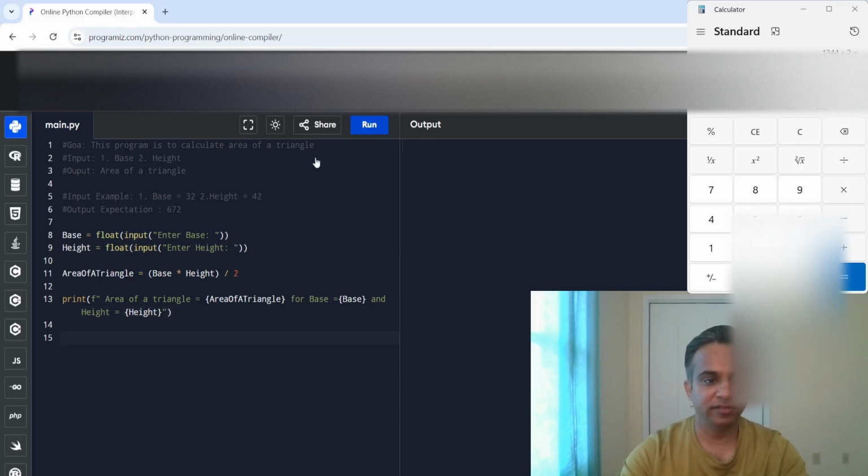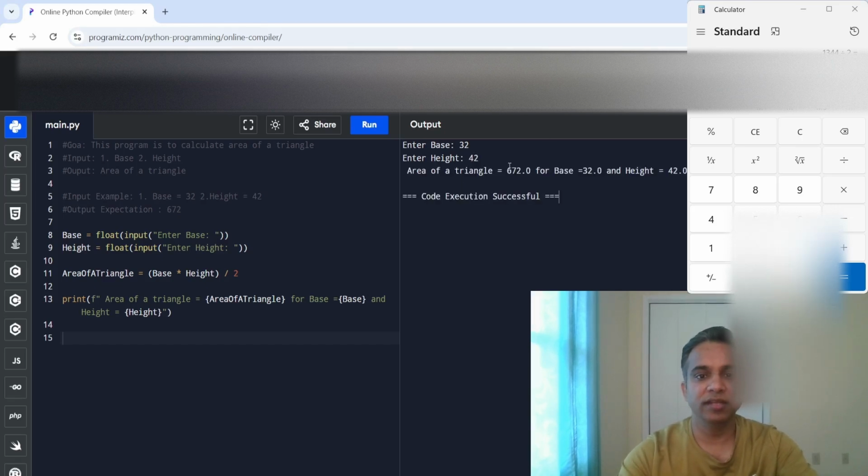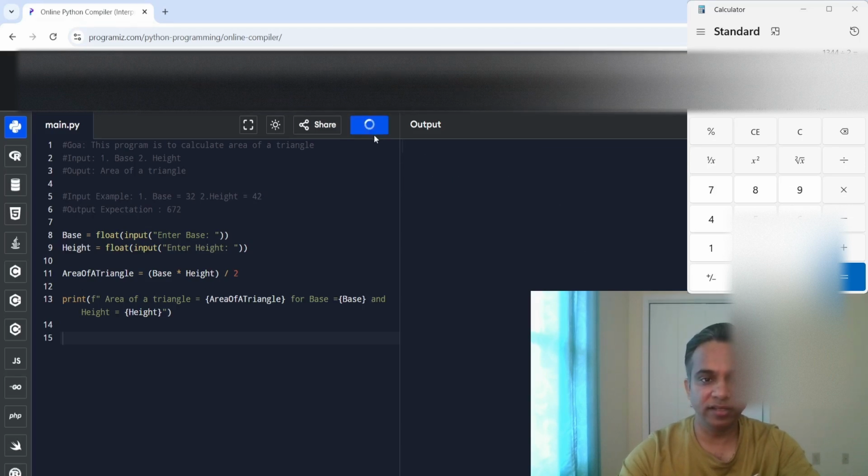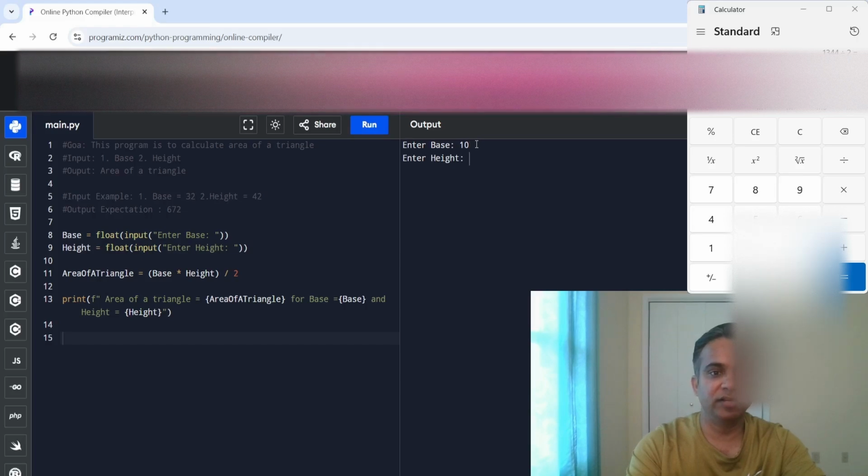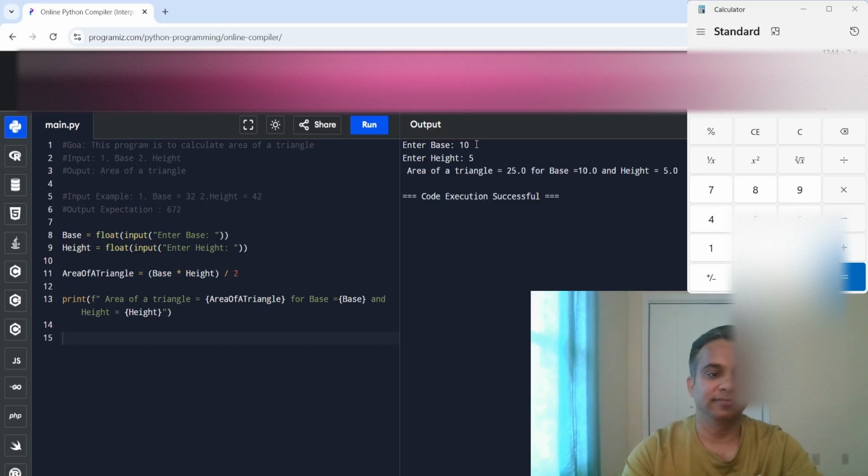Let us run it. So base is, we tried with a simple example, 32, and height is 42. Then the area of the triangle is 672. We can try another example which we can easily calculate. If the base is 10 and height is 5, then our expectation would be 25. Thank you.